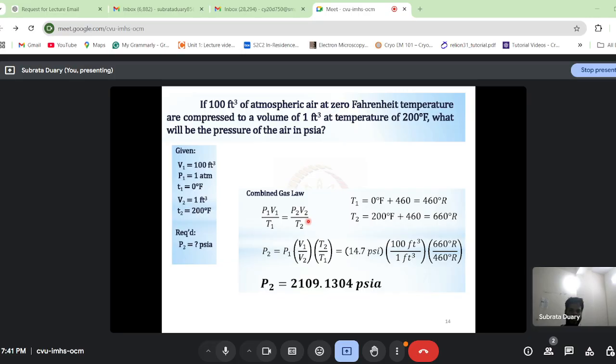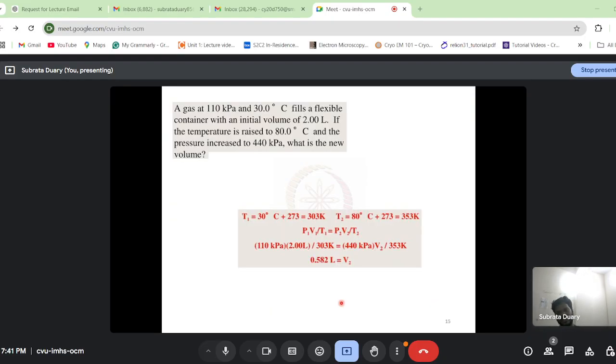You know this is degrees Fahrenheit, so now you have to add 460. Now P2 equals P1 into V1 by V2 into T2 by T1. So this is in PSI, PSI is the unit for pressure, and from here you can get that P2 is nearly 2109.130 psi.